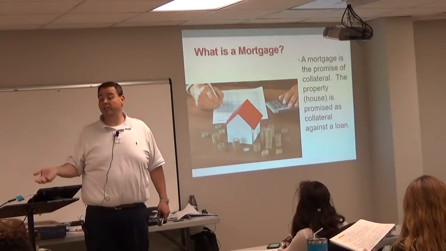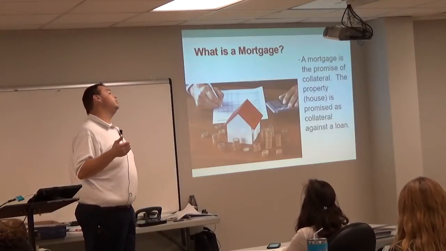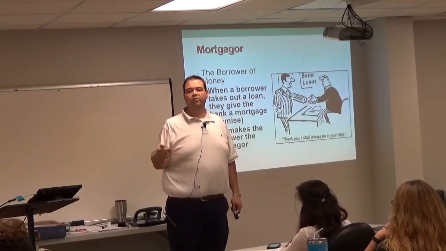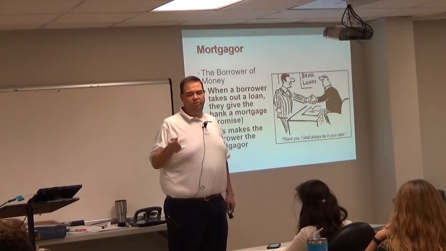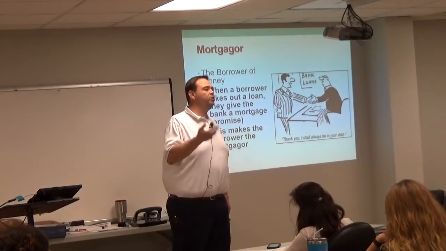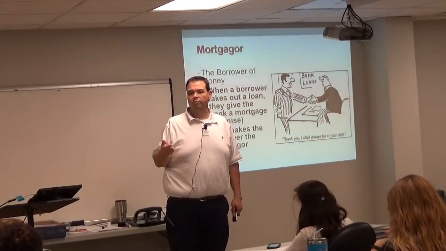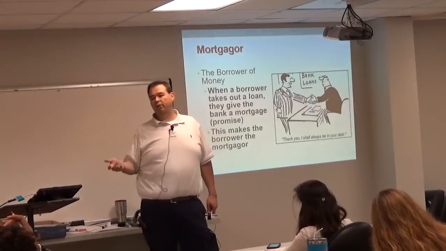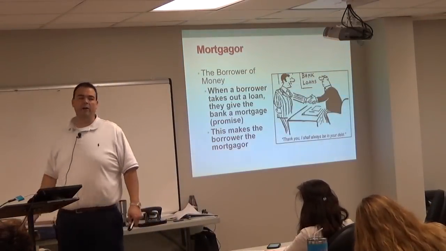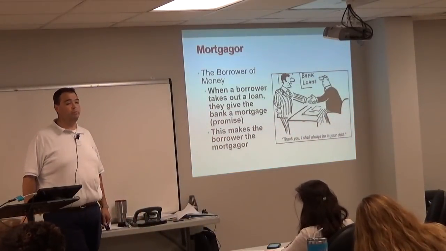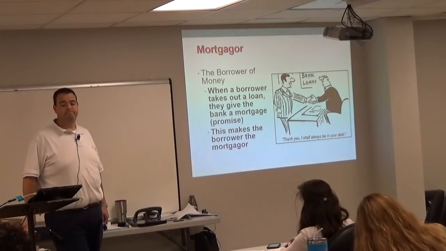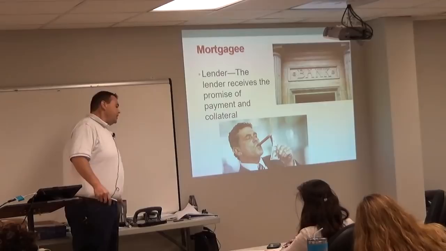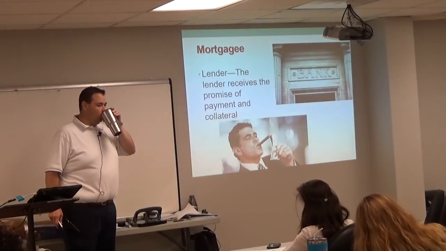So who actually gives the mortgage? Who is the mortgagor here? Is it the bank or is it the borrower? It's the borrower. The mortgagor is the borrower. That's the person who gives this collateral. The borrower gives the collateral to the bank. Everybody okay with that? So what does that make the bank? The bank is the mortgagee. Exactly right.